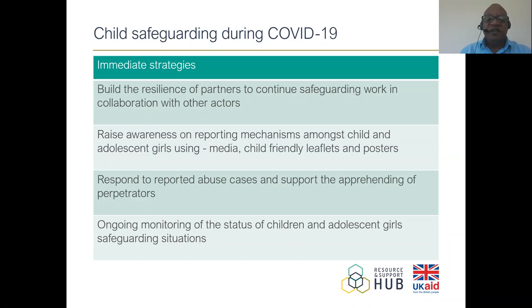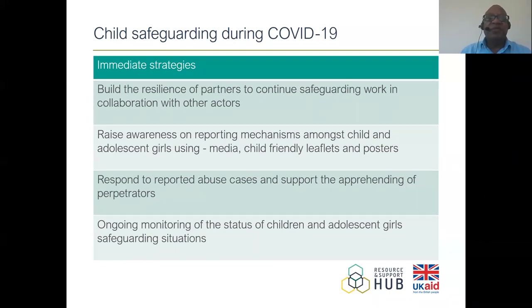The immediate strategies focus on building our partners' resilience to continue safeguarding work in collaboration with other actors. Because we see the disruption of safeguarding structures at community level, the social workers, community leaders and police are more focused on COVID prevention and less attention is given to safeguarding of children and adolescent girls. We also want our partners to raise awareness of reporting mechanisms among children and adolescent girls using media, child-friendly leaflets and posters.